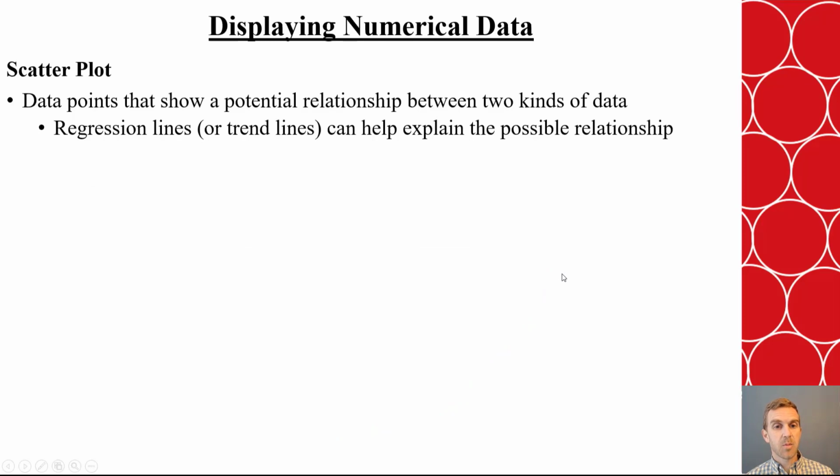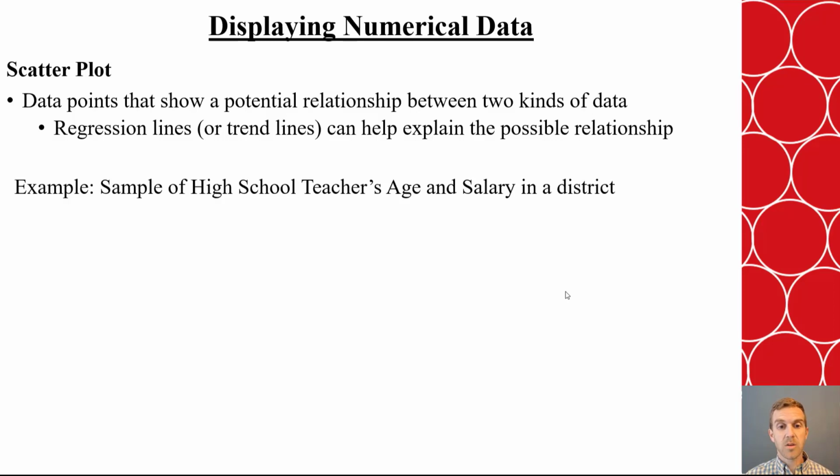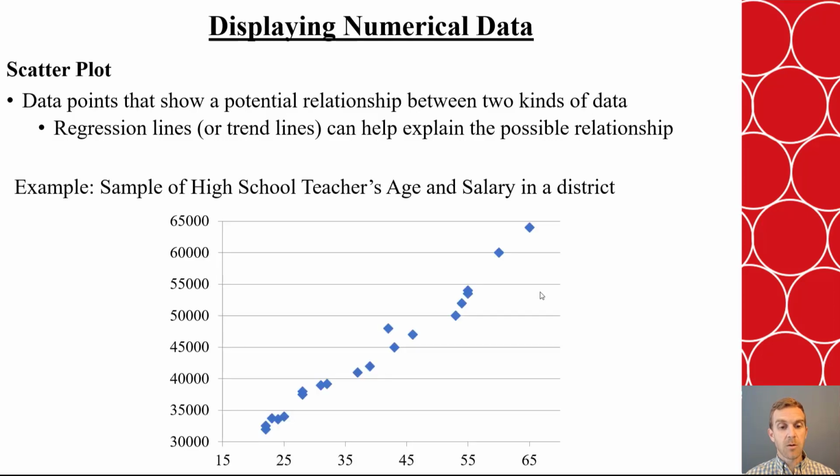Similarly is a scatter plot. Here we have data points that have a relationship between two kinds of data. And often we're trying to look for some form of trend line or regression line to help us understand that relationship. For example, say that we look at the high school teacher's age and salary in a district, and we recognize that here you can see it's not exactly a straight line, but it's pretty close to one, where teachers that are really young make less money than teachers that are older.